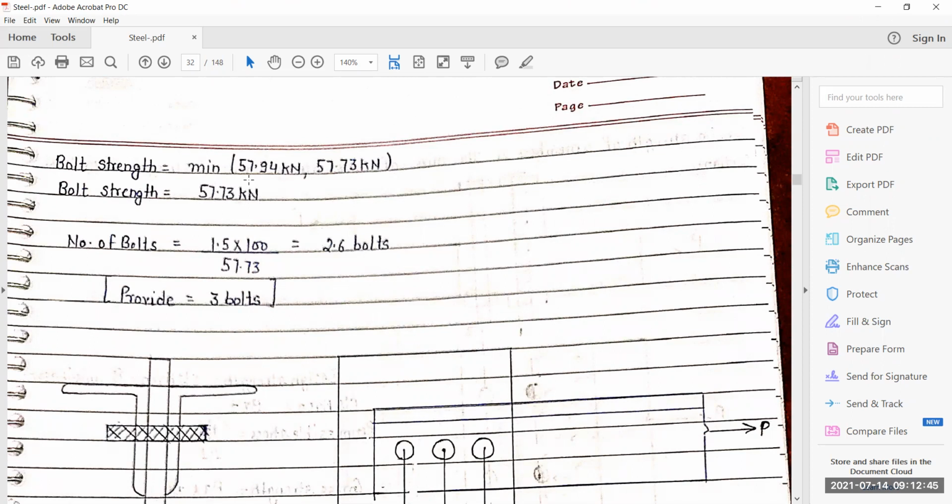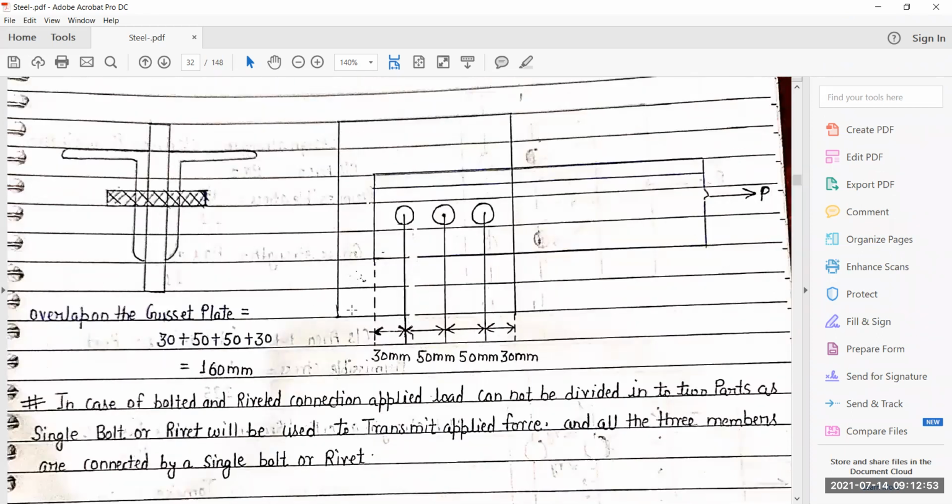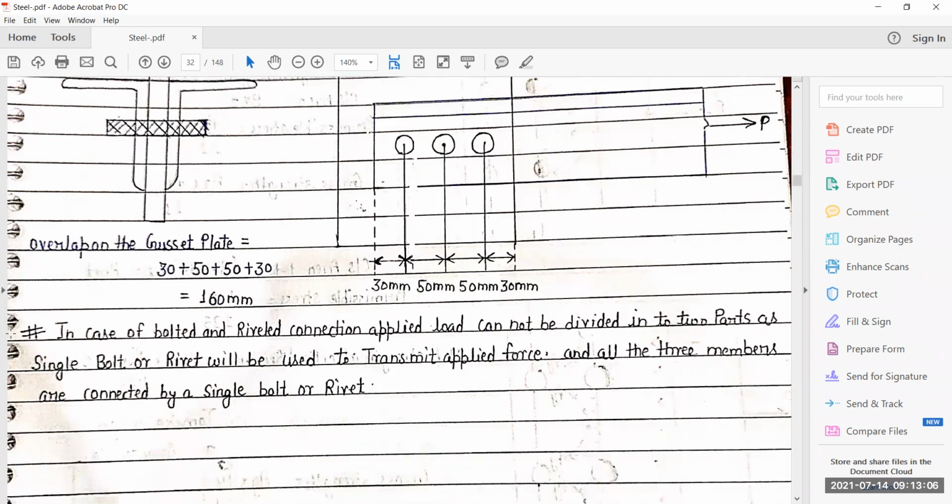Number of bolts equals 1.5 into 100 upon 57.7, equal to 2.6 bolts. So you provide 3 bolts in the plate, as in the previous question. Then you see in the image 30, 50, 50, 30, which is 160. In case of bolt and rivet connections, the applied load cannot be divided into two parts, as a single bolt or rivet will be used to transmit the applied force, and all 3 members are connected by a single bolt or rivet.